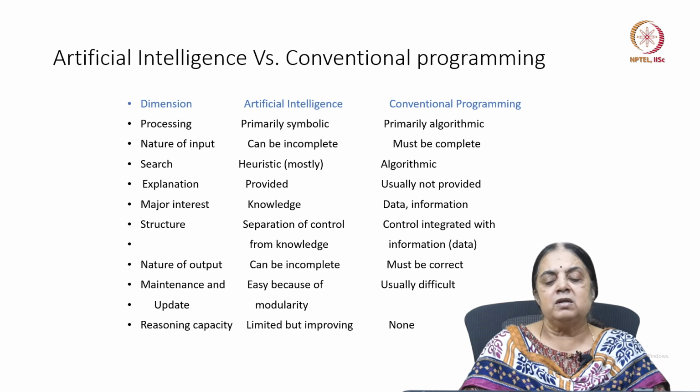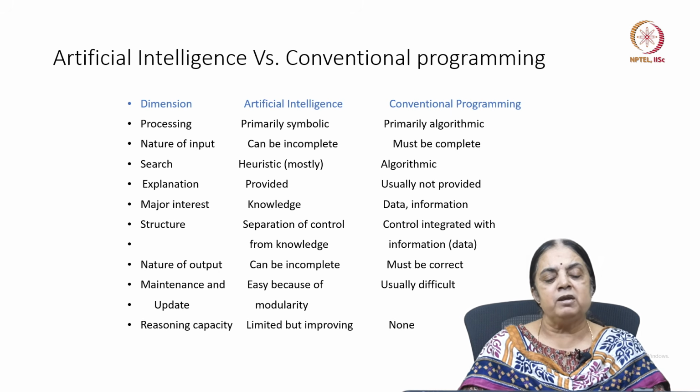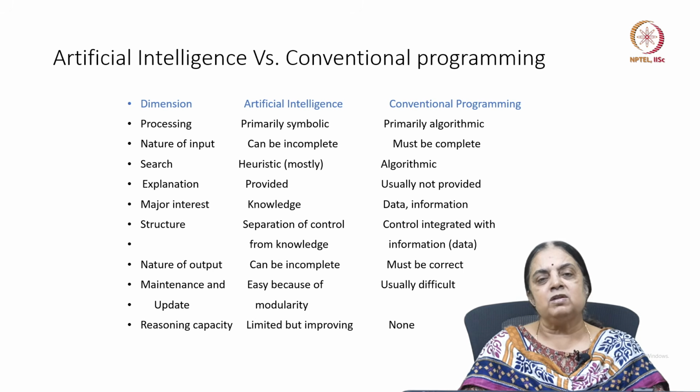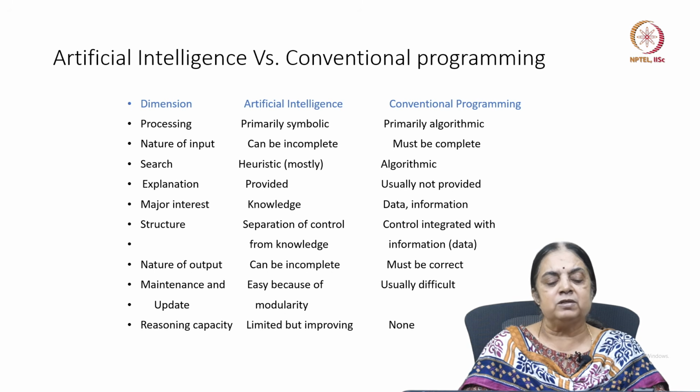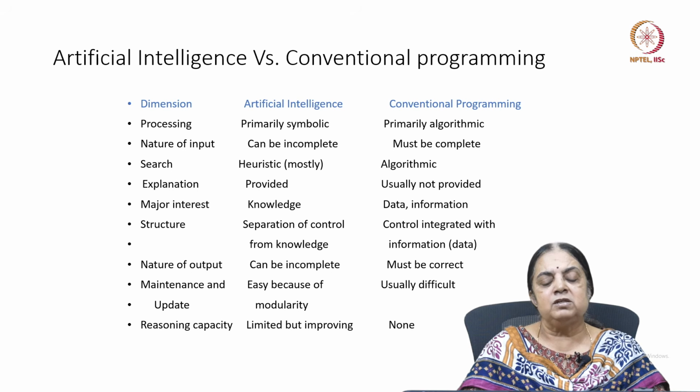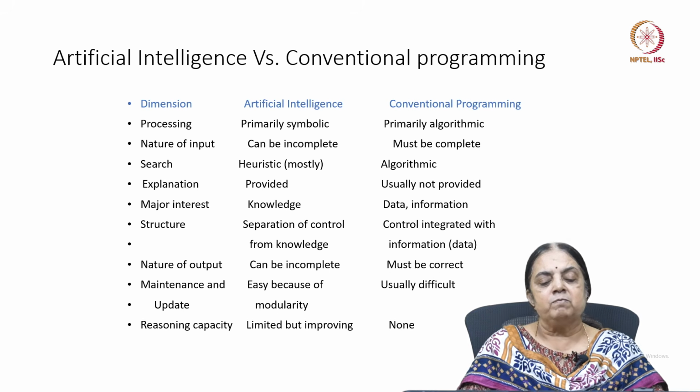Whereas in conventional programming, it's algorithmic, okay? And what should be the input? The input can be incomplete in the case of artificial intelligence. So it doesn't always expect you to give everything in a complete fashion. Whereas in the case of conventional programming, everything should be complete, right? Input must be complete. Search is algorithmic in conventional programming. In fact, there's no search in conventional programming.